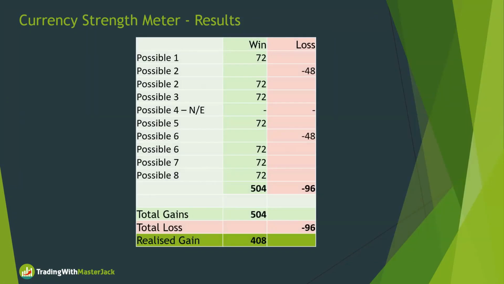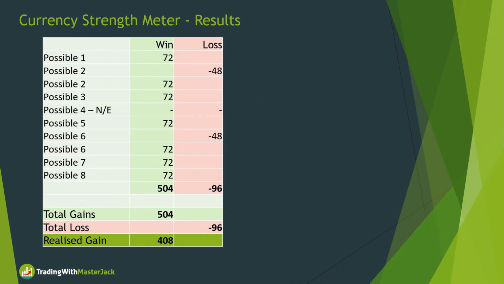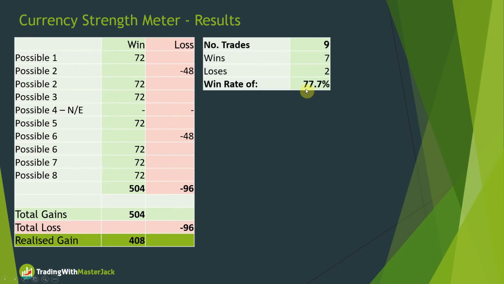Now to conclude with the results, these were all the trades that were winning trades, and then we had our losing trades there. This one we had taken twice, as well as this one. That's how there was the losing and the winning trade. My total gains were $504 and the losses were $96 with a realized gain of $408. And this gives me a winning rate overall of 77.7% based off 9 trades, which was 7 wins and 2 losing trades.